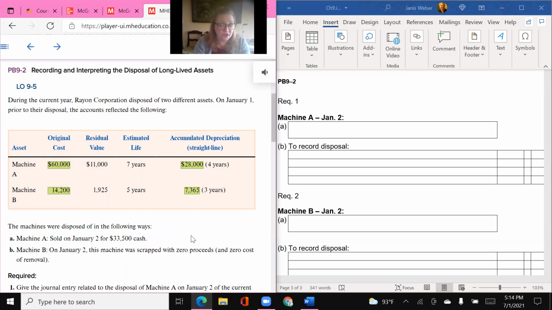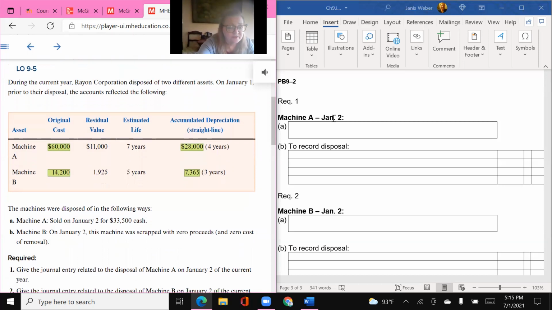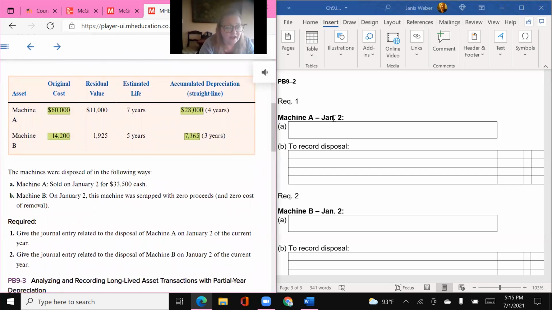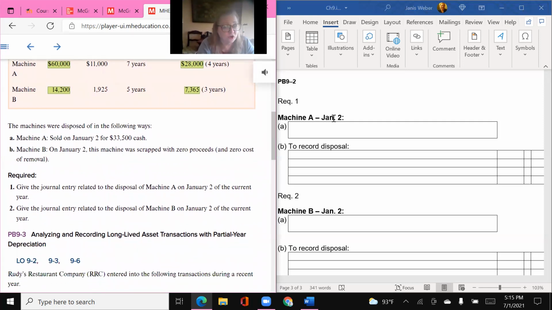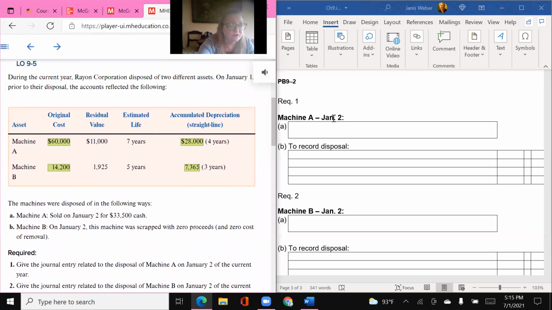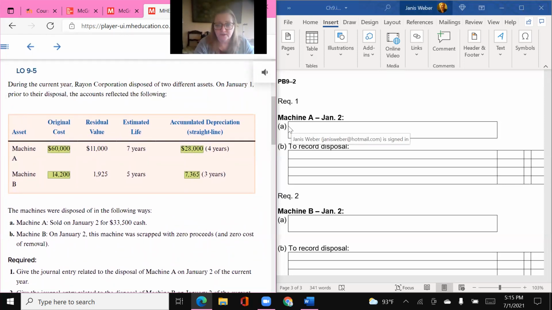But in the problem sets we're given, they're always going to state these things because you can't calculate depreciation without them, and you can't calculate gain or loss without seeing some of these things, okay? Well, you could calculate gain or loss without seeing them. All right, so what are the directives that they want? First, they said another fact set is the machines were disposed of in the following ways. Machine A was sold on January 2nd for $33,500 in cash, and machine B on January 2nd was scrapped with 0 proceeds, 0 cost of removal. So they're asking us to make the journal entry first for machine A and then for machine B. Piece of cake, we can do this.